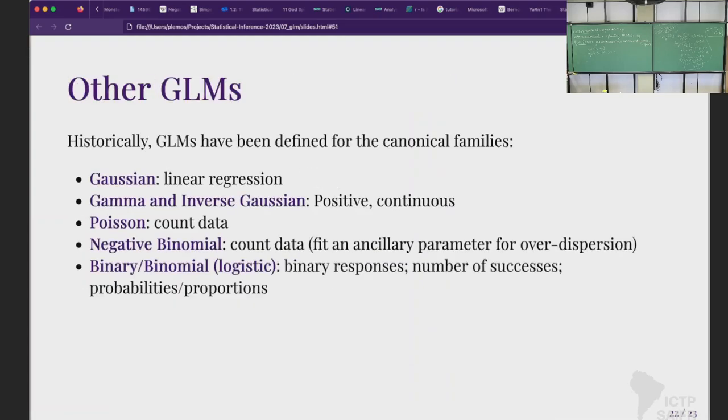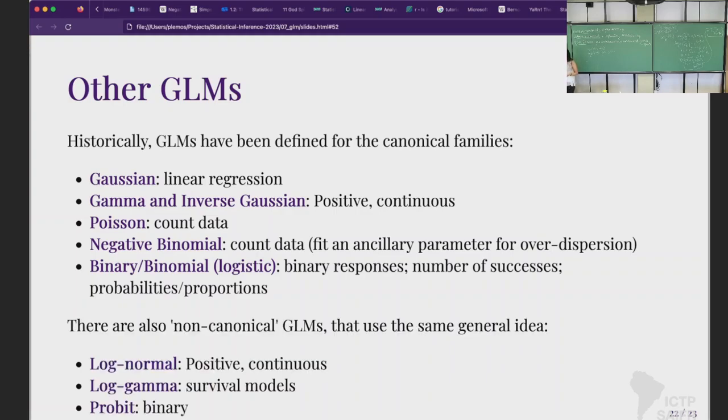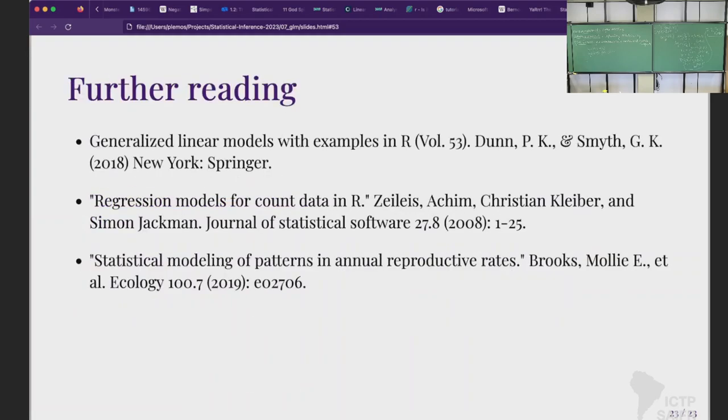So some other GLMs that we have are the Gaussian, like I said, which is the basic linear regression. You can have the gamma or inverse Gaussian, which is positive and continuous. You could have Poisson for count data, negative binomial also for count data, finding your dispersion parameters, or you can have binary and binomial responses with the number of successes, probabilities, proportions. There are also non-canonical GLMs that use the same general idea, and they are positive continuous, or log gamma for survival models, or you could have probit for binary models as well. And those are some further readings.